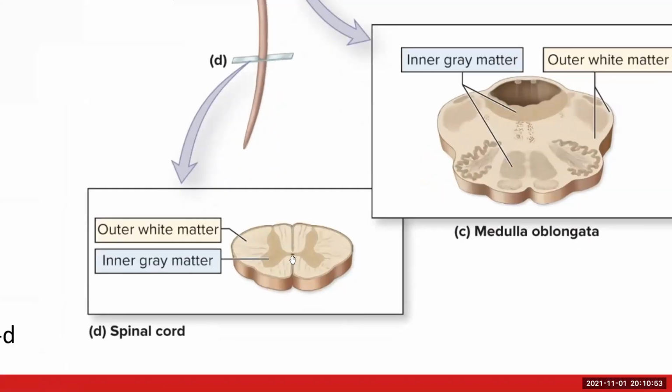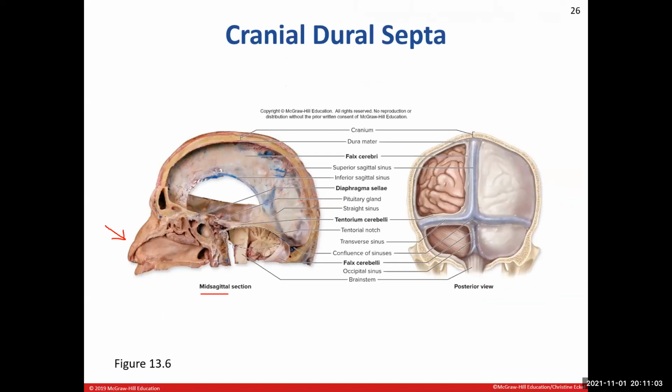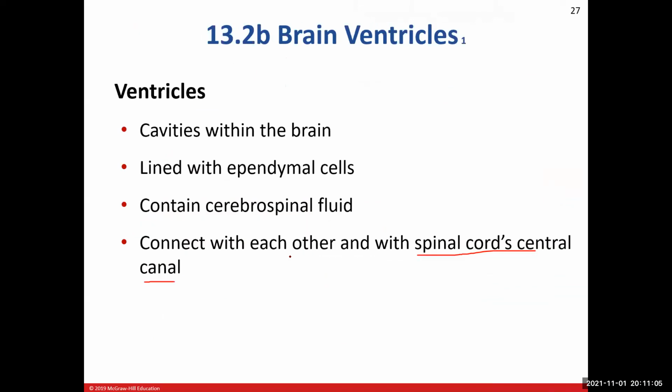Right there, see the little hole there? That's the center of our spinal cord. That is the central canal. It's a little hole. It runs all the way down the center of your spinal cord. And that canal is lined with ependymal cells, and there we will see cerebral spinal fluid.